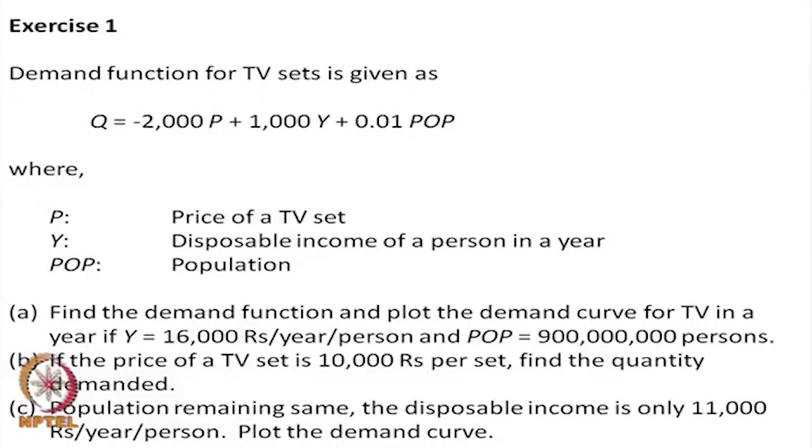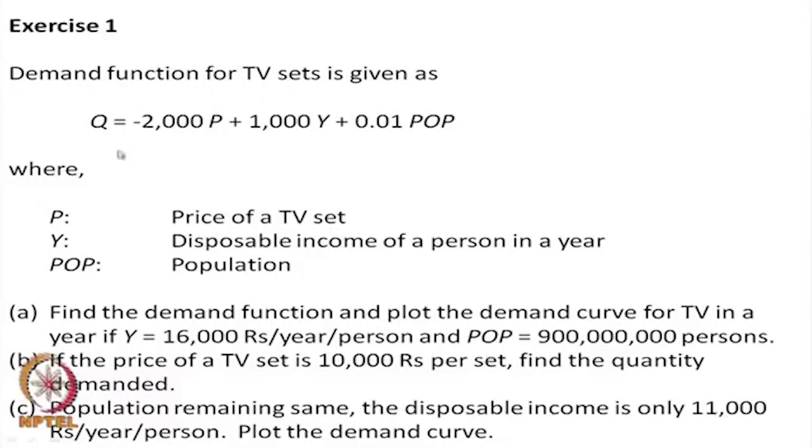The second part of the question is, if the price of a TV set is 10,000 rupees per set, find the quantity demanded. The third part is, population remaining same, the disposable income is 11,000 rupees per year per person instead of 16,000, which was given here. Suppose that it comes down to 11,000, then plot the demand curve.